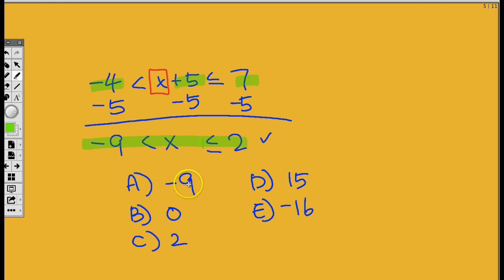Is -9 going to be part of the answer? No, there's no equal sign. So -9 is not going to be part of it. But it has to be greater than -9. What about 0? Is 0 the answer? Yeah, because 0 is in between -9 and 2, right? And what about 2? Yes, because 2 is also in between -9 and 2. And it says over here, 2 is equal to, right? So 2 is part of the answer. What about 15? No, it's too big because it has to be smaller than 2, right? What about -16? No, because -16 is way smaller than -9.